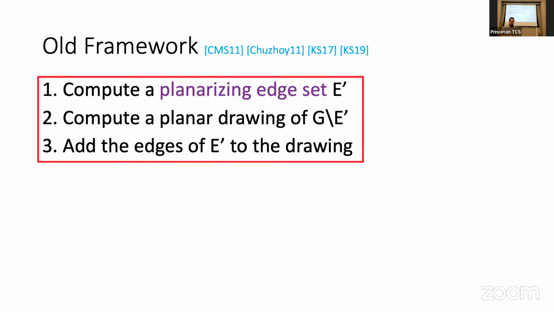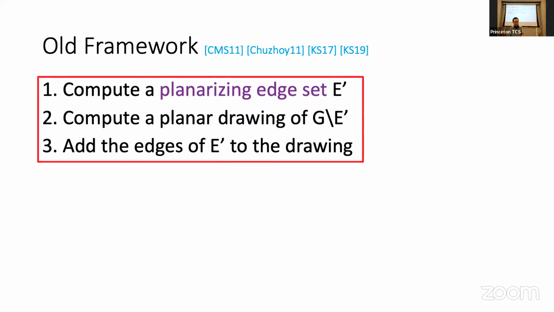It has 3 steps. First, compute a planarizing edge set of the graph, where a planarizing edge set is a set of edges whose removal leaves the remaining graph a planar one. So I want to remove some edges so that the remaining graph is planar, and a planar graph has a 0 crossing drawing. Second, I compute the drawing of the remaining planar graph. I do know it's planar, so I can do this. Third, we add the deleted edges back. This completes the drawing. How did previous work use this framework?